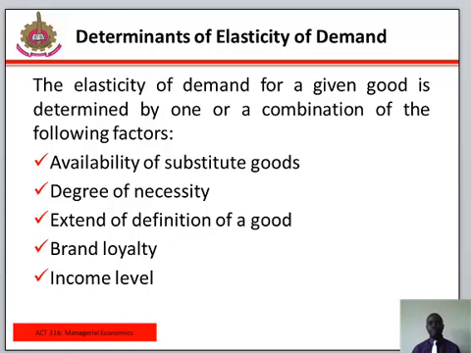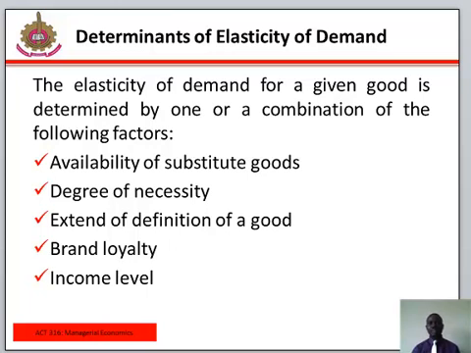Availability of substitute goods. The more possible substitutes for a given good or service, the greater the elasticity. When several close substitutes are available, consumers can easily switch from one good to another, even if there is only a small change in price. Equally, if no substitutes are available, demand for a good is more likely to be inelastic.